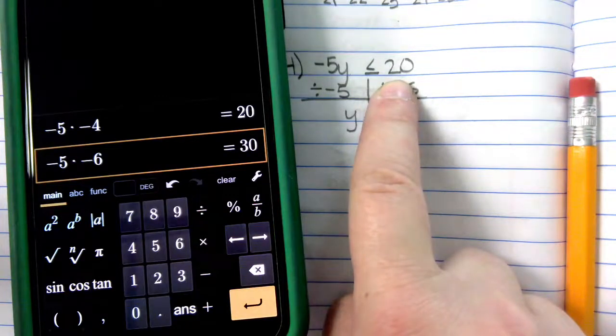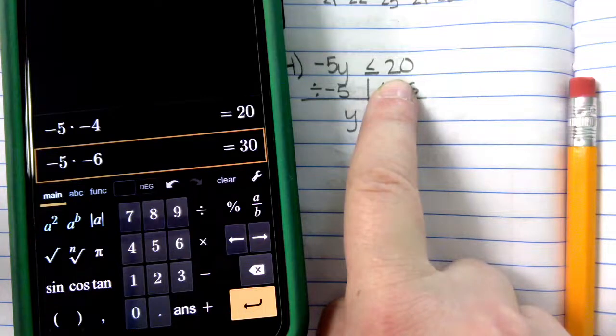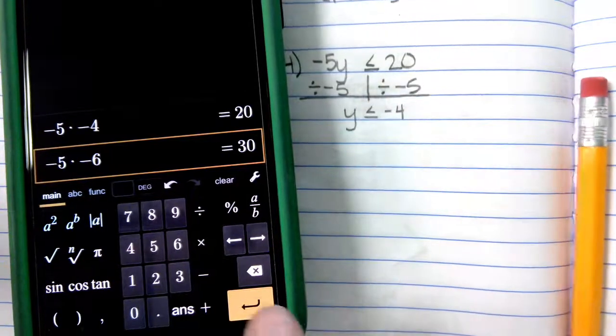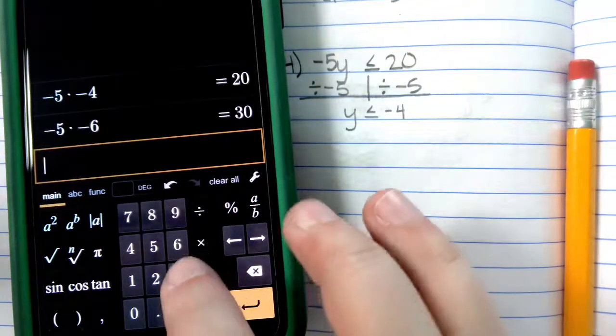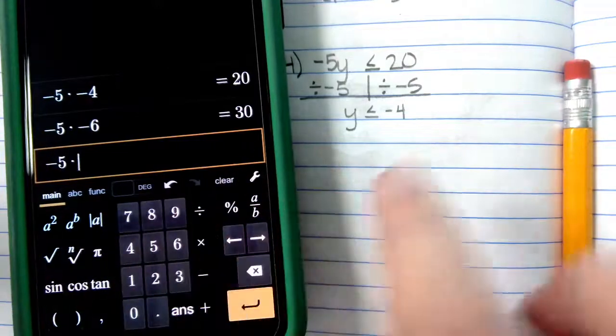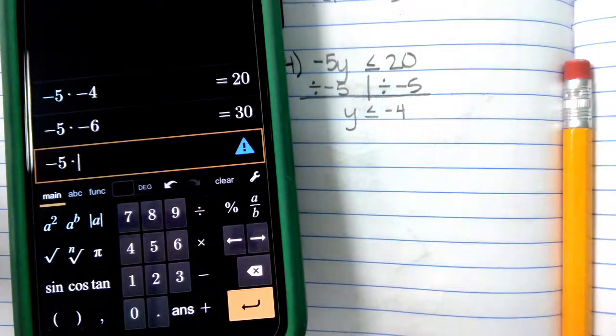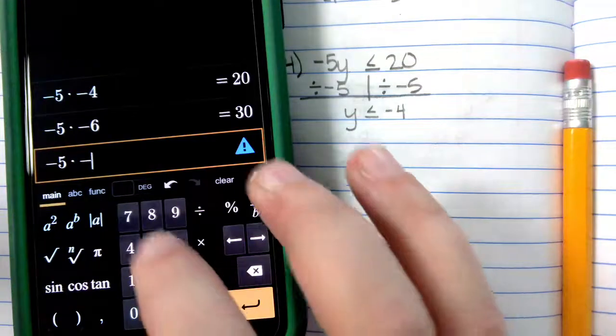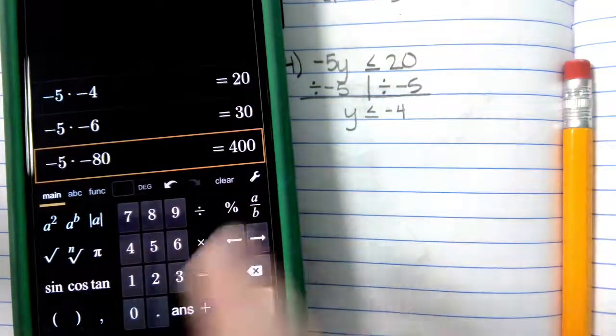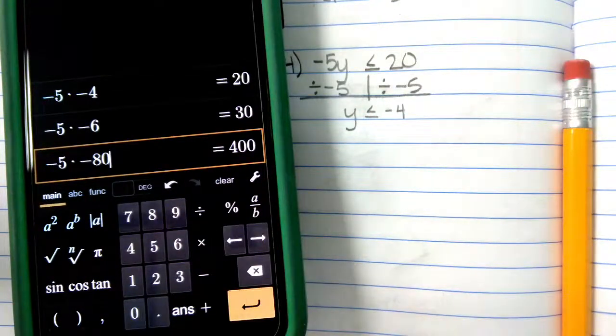Let's try one more number, to see if that was a mistake. Negative 5 times another number less than negative 4. Negative 80. That gives me a positive 400. Is 400 less than or equal to 20? No, so it doesn't work.